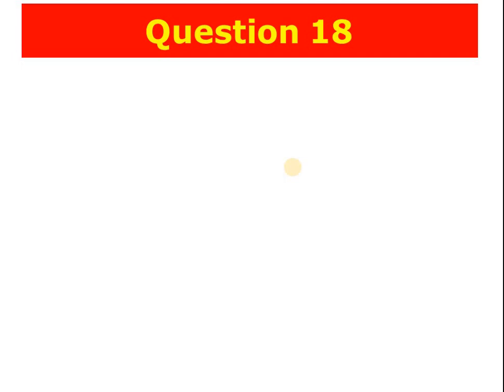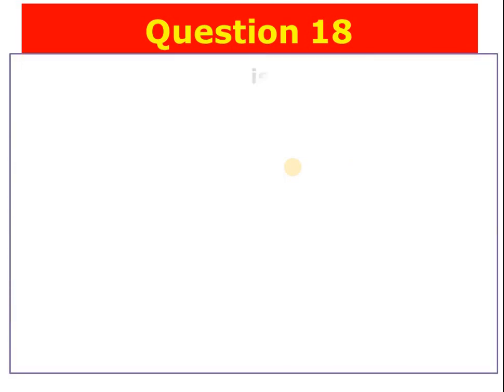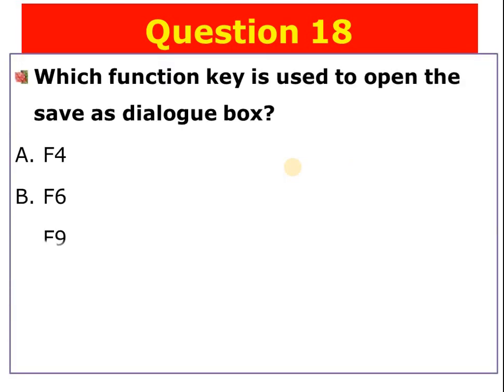Question number 18. Which function key is used to open the save as dialog box? A. F4, B. F6, C. F9, D. F12. The answer is D. F12 is used to open the save as dialog box.